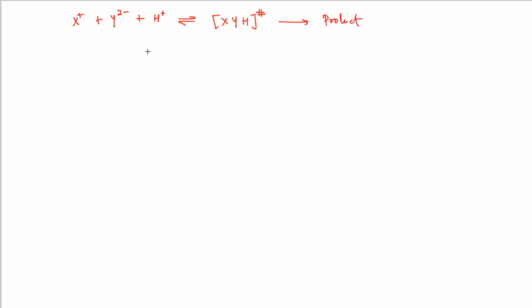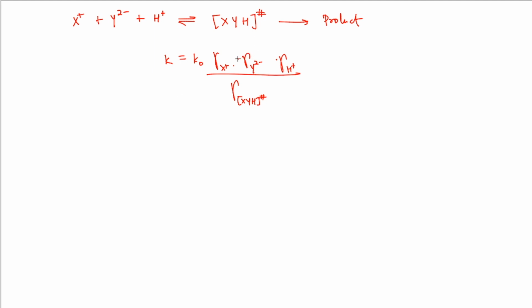Now looking upon the value of k, if you want to calculate the rate constant k, that should be equal to k naught multiplied by the gamma values for all of them. So gamma of reactant, that is gamma x plus into gamma y2 minus into gamma h plus, divided by the gamma value of this complex, that is x y h hash. Okay, so this should give us the value.